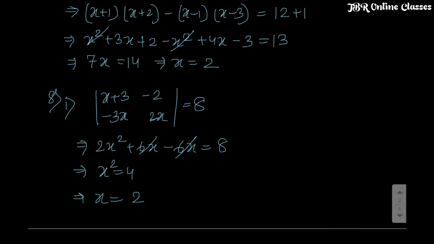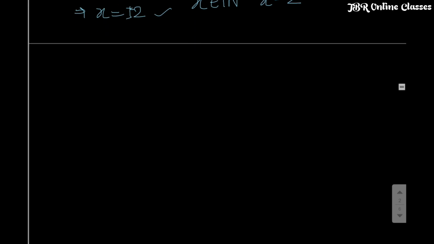But as x belongs to natural numbers, definitely x equals 2. As x square equals 4, x equals plus minus 2, but as x belongs to natural numbers, the value of x will be positive, so x equals 2. Now let's move on to the next problem, sum number 8 part 3.